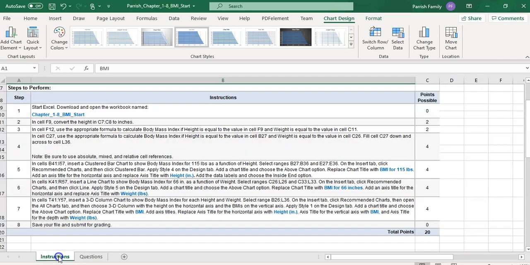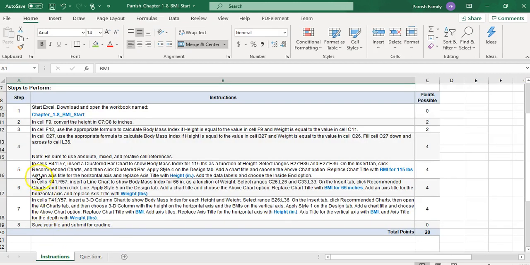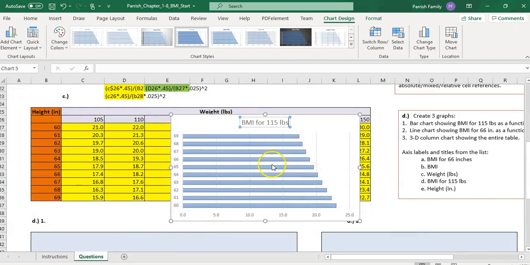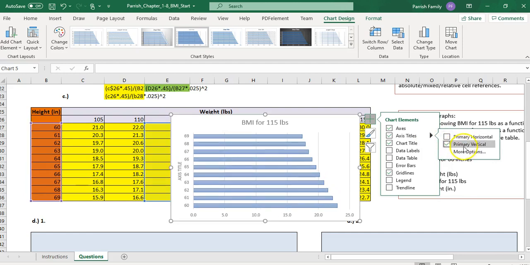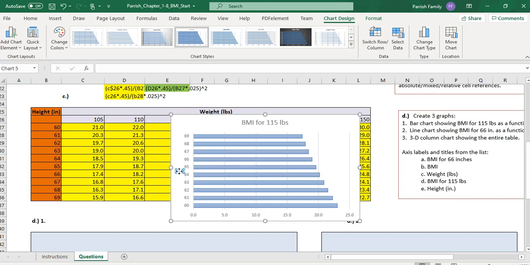Okay. Now, the next step, there's a mistake in the wording. It says add an axis title for the horizontal axis and replace it with height in inches. So, when we look at this chart, our height is over here, 60, 61, 62. Those are our heights. These are our body mass indexes. The heights are on the vertical axis, not the horizontal. So we want to select the vertical axis. We want a title right here, not horizontal. And we're going to change that to say height in inches.